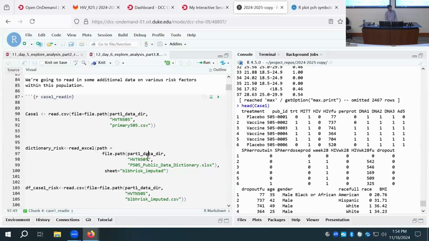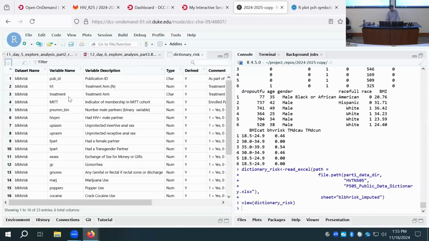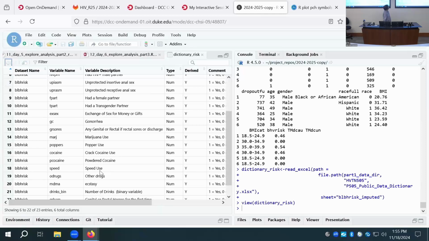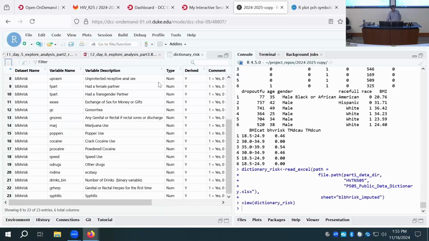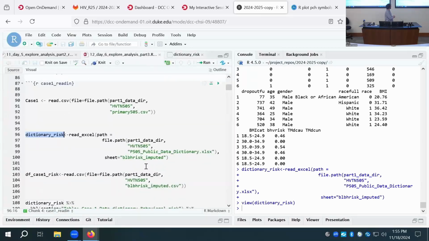We can get the information on the dictionary risk. So if we look at that, it's giving us information on what all of these variables are, right? And what maybe the risk is. So it has HIV male partner, unprotected and serious anal sex, had a female partner, exchange of sex for money and gifts, crack cocaine use, and so on and so on. Okay. And what they had in the paper is they calculated a risk score based on those measures that we're going to look at.